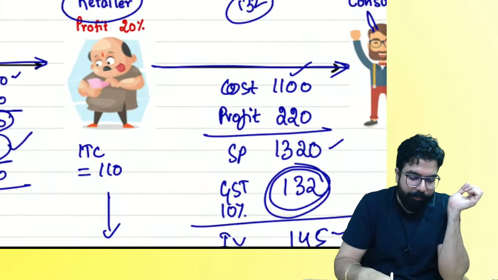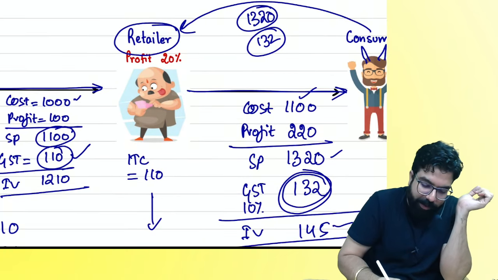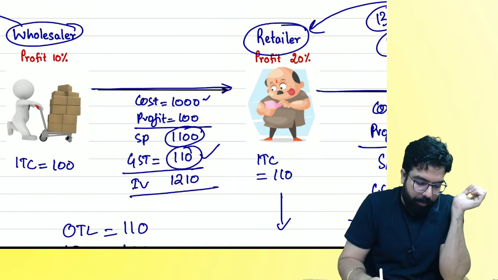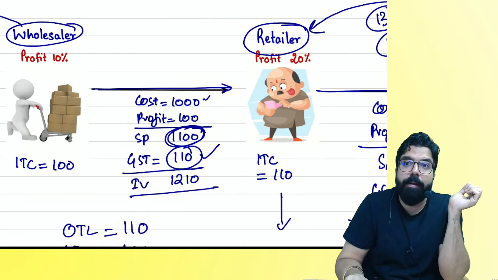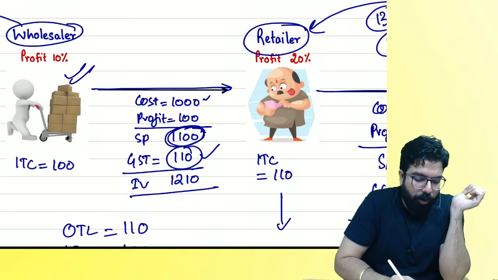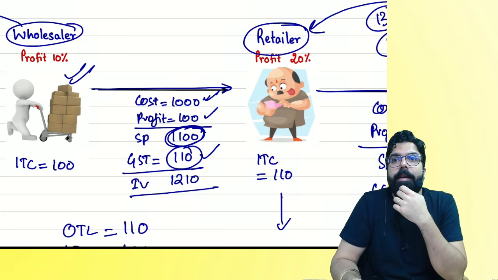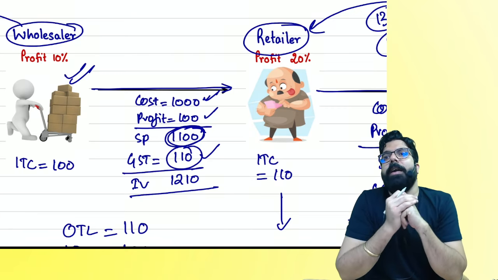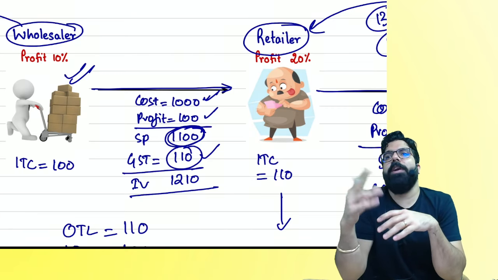Retailer. Cost is 1100 rupees. Selling price is 11. He sold it to me at 1000 rupees plus a profit of 100. For me, how much is the cost? I sold you something at 1000 rupees plus 100 rupees profit. What is your cost?